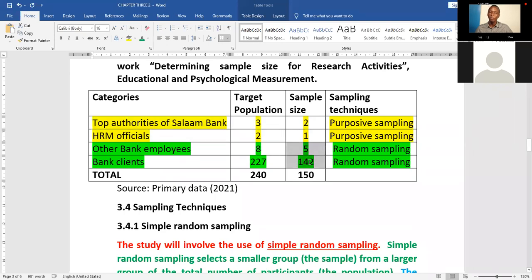So we can give them questionnaires, meaning that we are going to give questionnaires to other bank employees and the bank clients. But the first two categories, we are going to interview them because the numbers are small. If the number is small, you can interview them. But if the number is big, you can give them questionnaires.